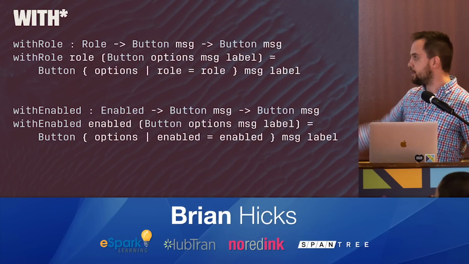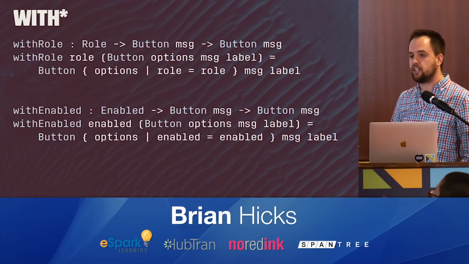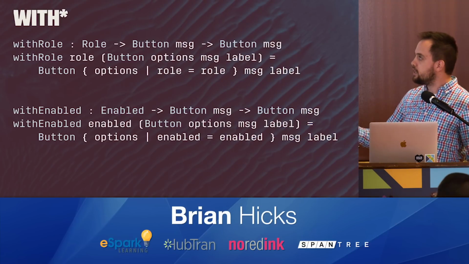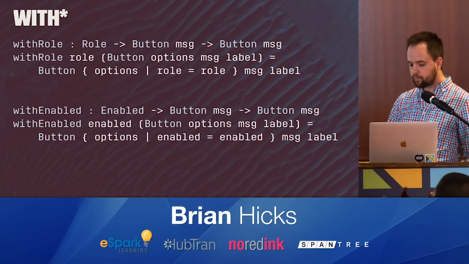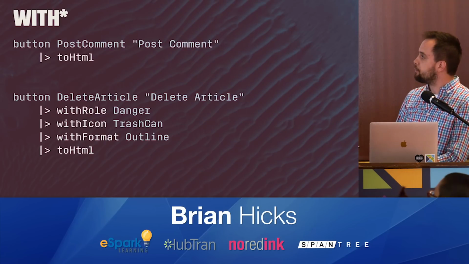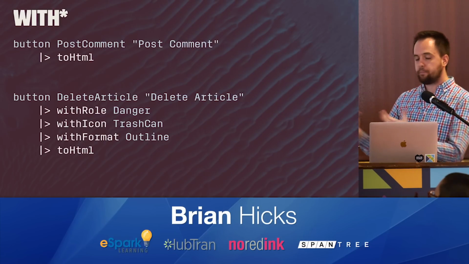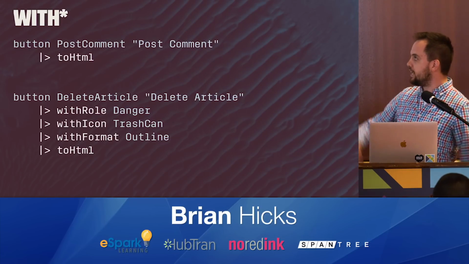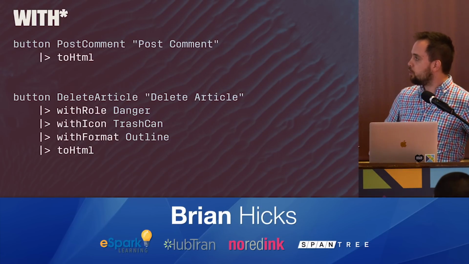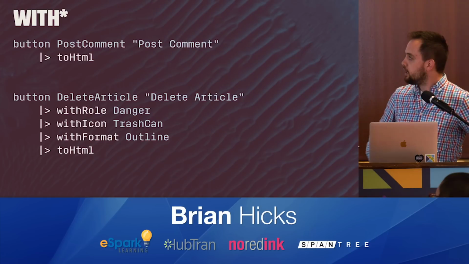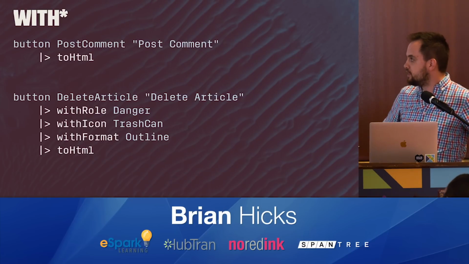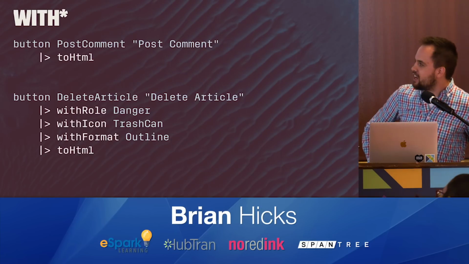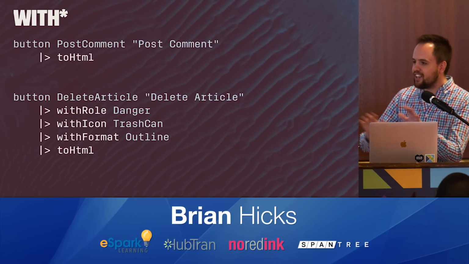It's like 3 lines for each one of these options that you need to customize, and then whatever customization you're already doing in the view code. So how do our call sites look here? We have a button to post a comment, and we just send it directly to toHTML. This is nice. And our delete article button is much clearer as well. Same as before, it's a danger trash can outline button.